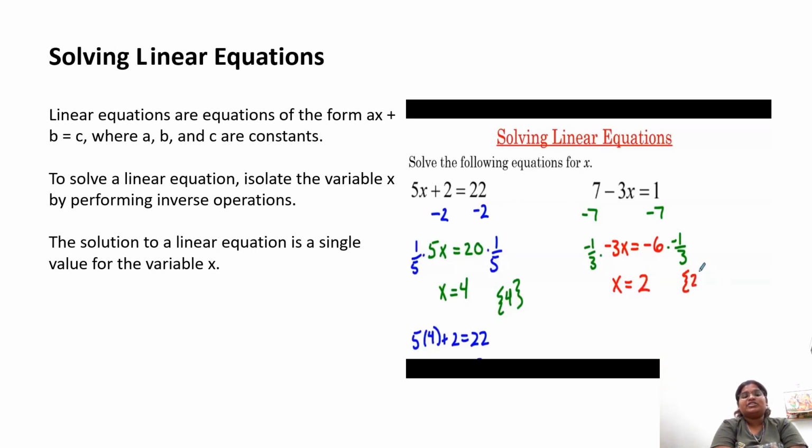Solving linear equations. Linear equations are equations in the form of ax plus b is equal to c, where a, b and c are constants. To solve a linear equation, isolate the variable x by performing the inverse operations. The solution to a linear equation is a single value for the variable x. Solving the linear equation 5x plus 2 is equal to 22. Here is the process to solve the linear equation.